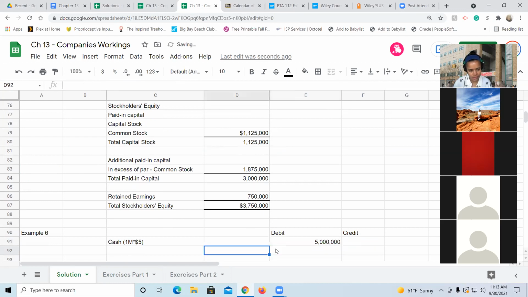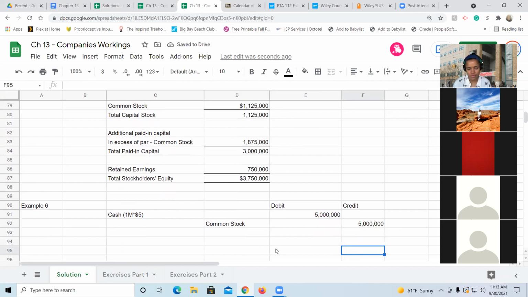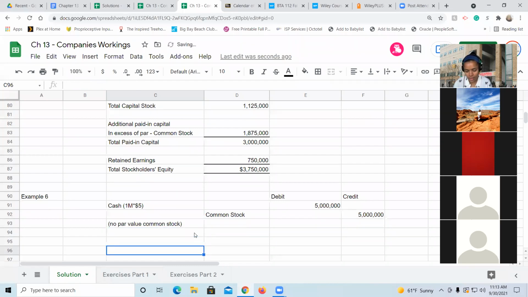And then the common stock will just have to take the same amount because there's no par value. So that's it. That's the issuance of stock with no par value. There's no paid in capital in excess of par, or paid in capital in excess of stated value. You can't do it because there's no par value to work with. So this is just no par value common stock, in case you want to write that down. Questions on that? Anybody?